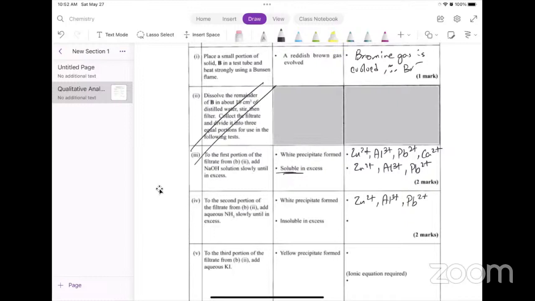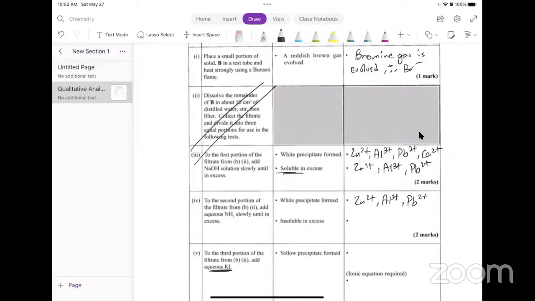Potassium iodide, I'll say. Right, so potassium iodide is the next step that we have. Now, what 2 cations do we use potassium iodide to distinguish between? Aluminum and lead. So we're crossing out zinc here and making it aluminum and lead. So that's good. We're making some strides.